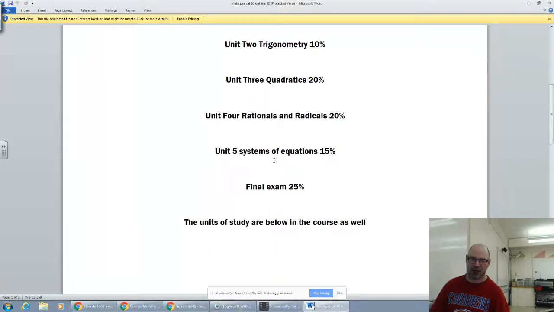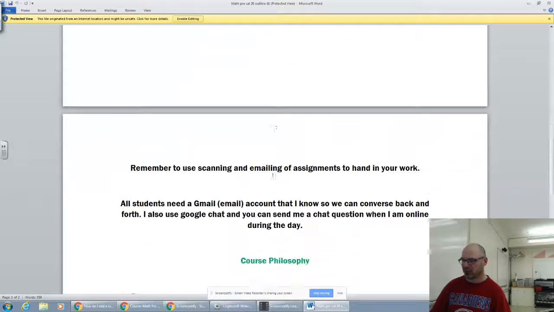And then solving equations, linear equations, and also quadratics as well. So you might be familiar with linear and quadratics from grade 8, 9, and 10, and the final exam. So a little bit here.